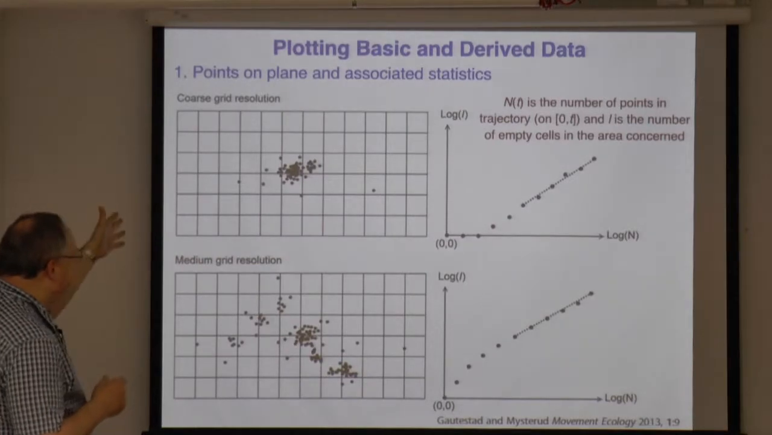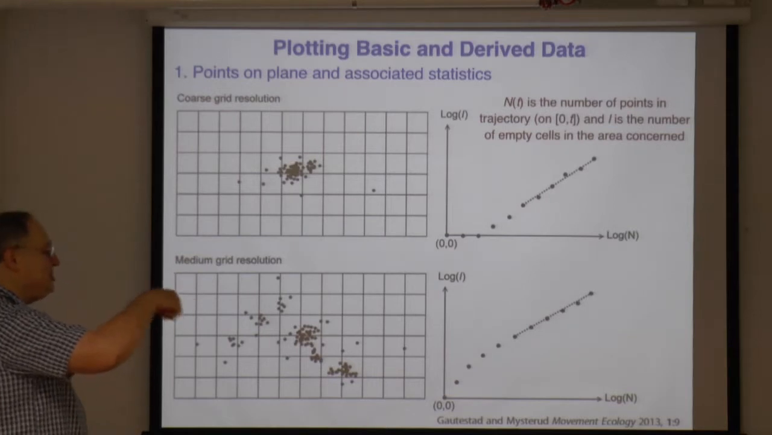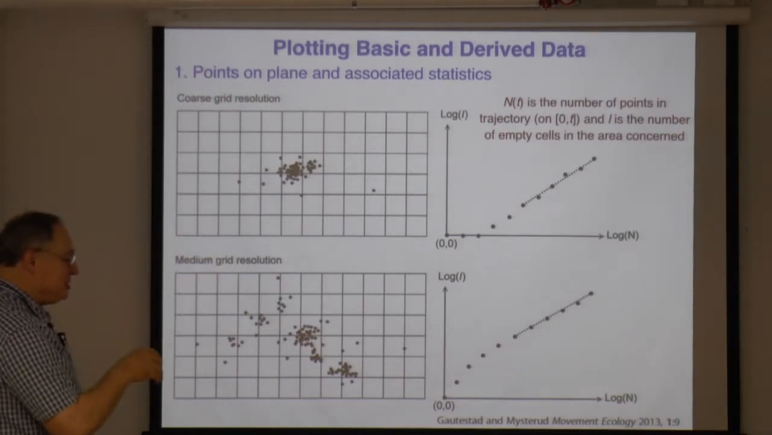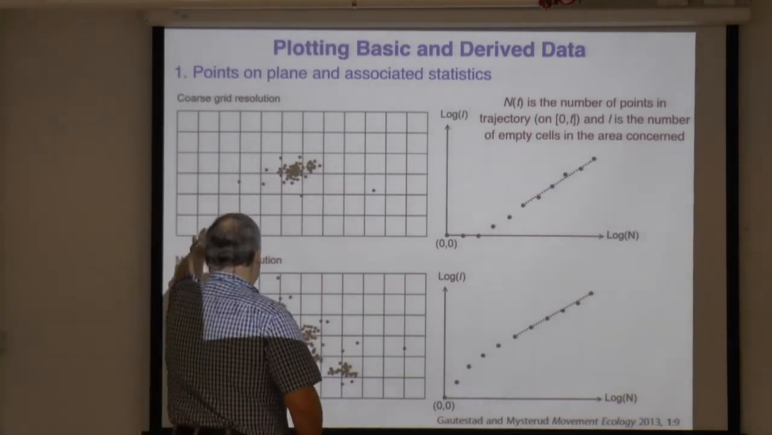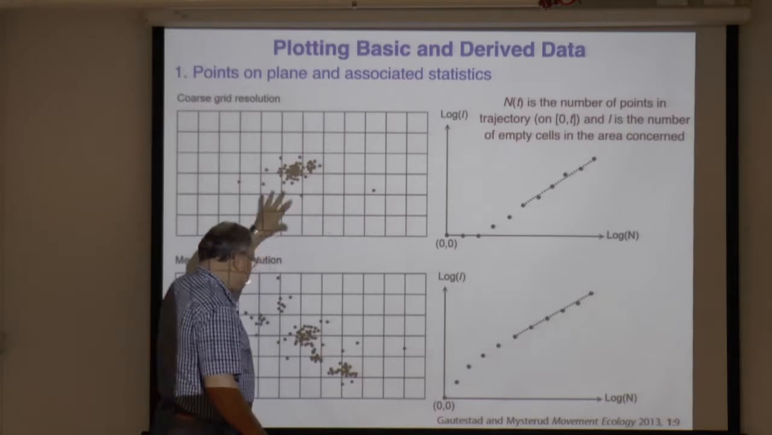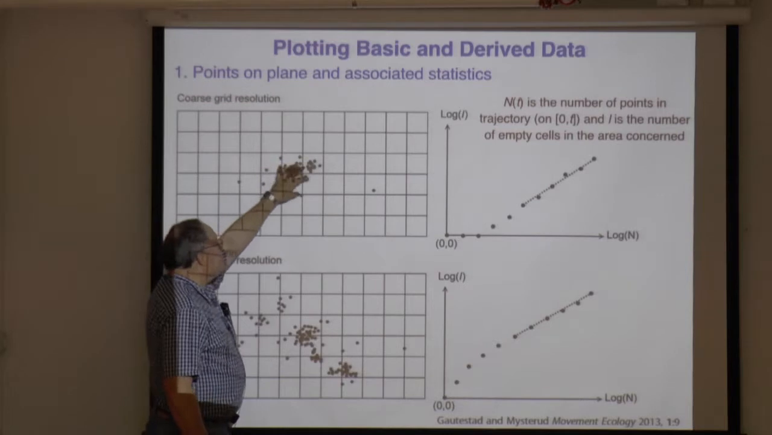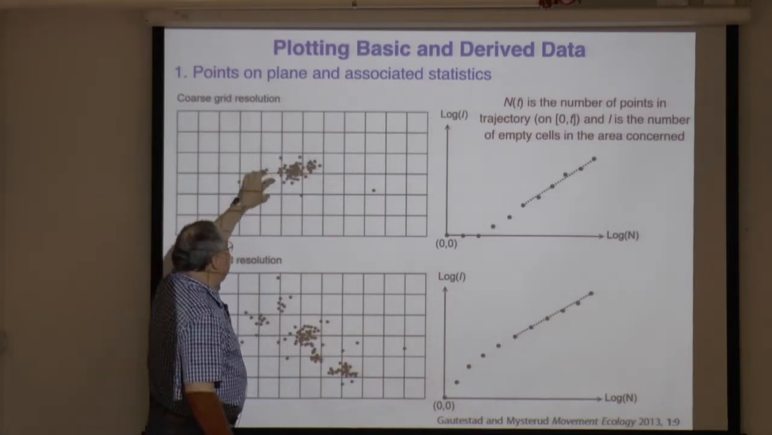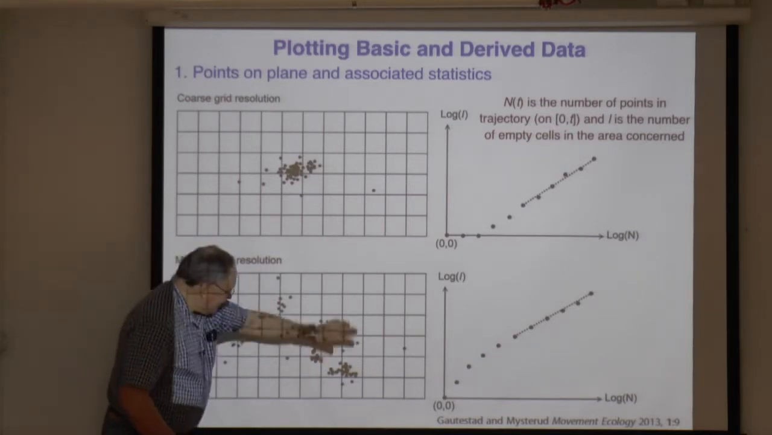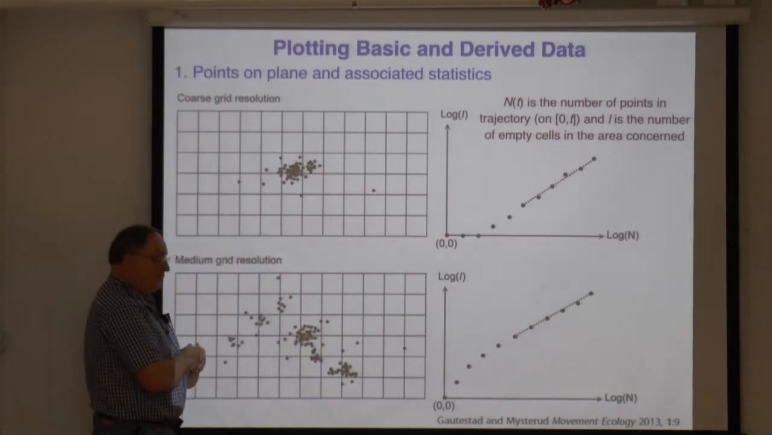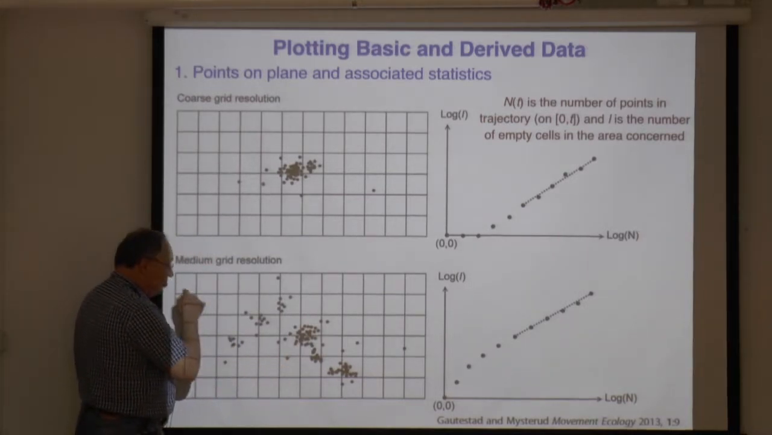Anyway, if you look at a trajectory, you start at the first point, you go to the second point, you go to the third point. So you're beginning to accumulate numbers of points. Here you see a number of points laid down on a trajectory over space. Here the grid size is such that the trajectory falls mainly within a few grid cells. Here the grid size is such that the trajectory falls in a broader range of cells.